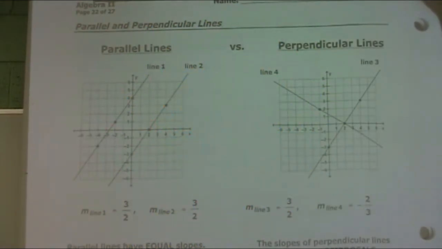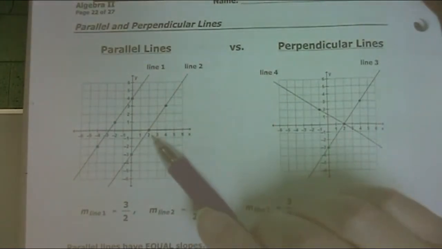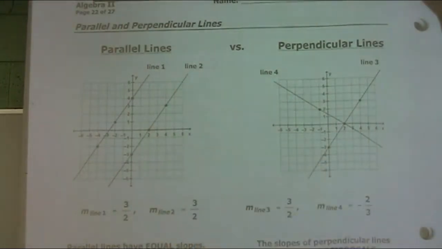Okay, the topic for today is parallel and perpendicular lines. The first thing I want us to talk about is how the slopes of parallel lines are related and how the slopes of perpendicular lines are related. So, first of all, in this graph, I have two lines that are parallel. And what we're going to do is evaluate the slope of each and see how they're related.